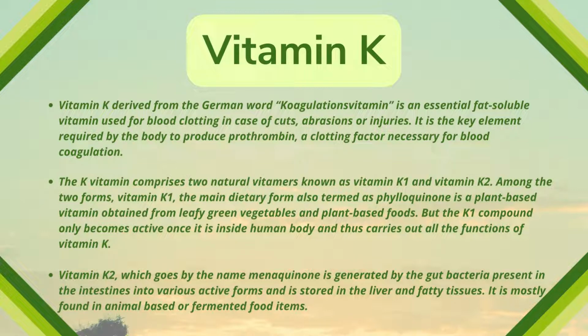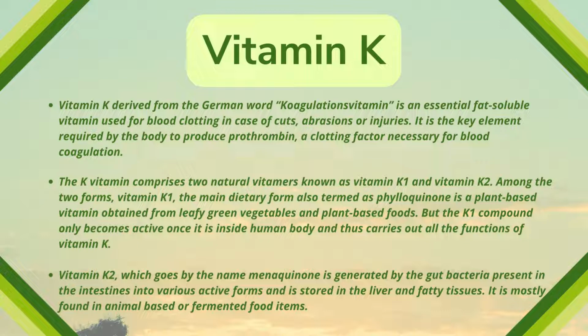Among the two forms, vitamin K1, the main dietary form, also termed phylloquinone, is a plant-based vitamin obtained from leafy green vegetables and plant-based foods. But the K1 compound only becomes active once it is inside the human body and thus carries out all the functions of vitamin K. Vitamin K2, which goes by the name of menaquinone, is generated by the gut bacteria present in the intestines into various active forms and is stored in the liver and fatty tissues. It is mostly found in animal-based or fermented food items. So this was the overall view about vitamin K.